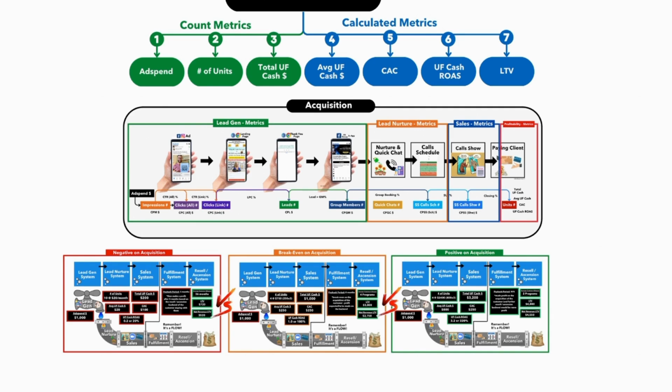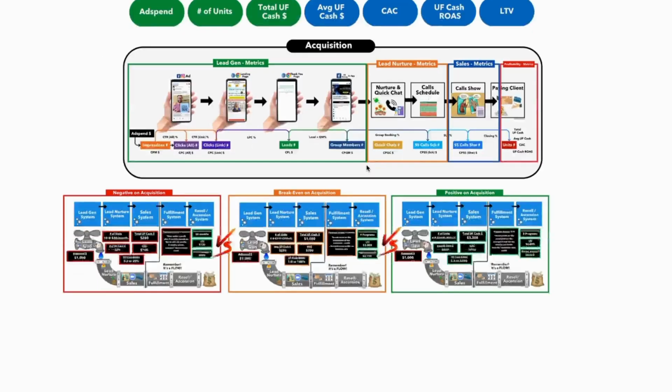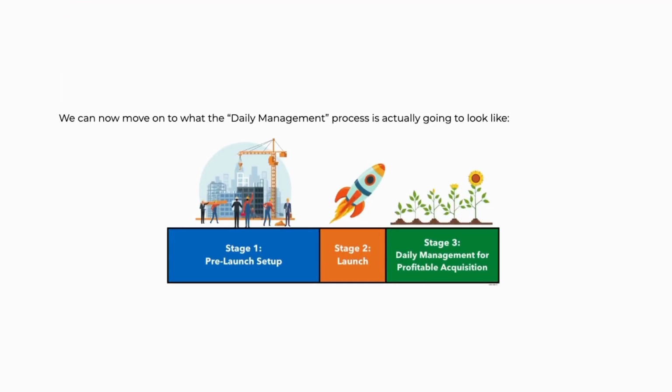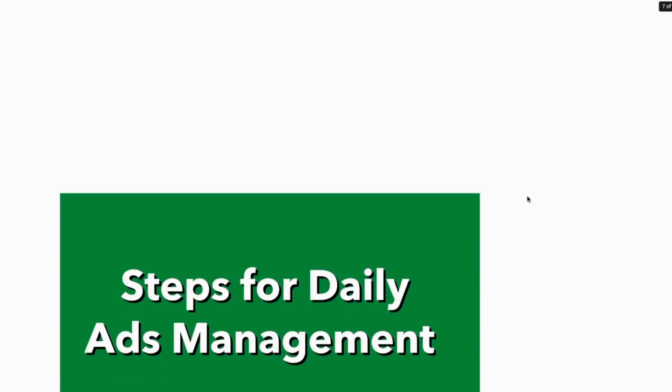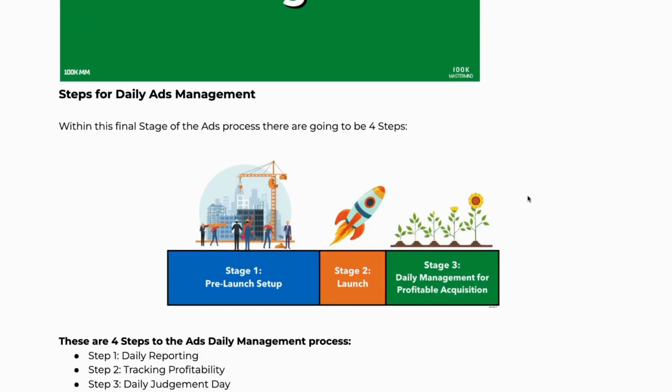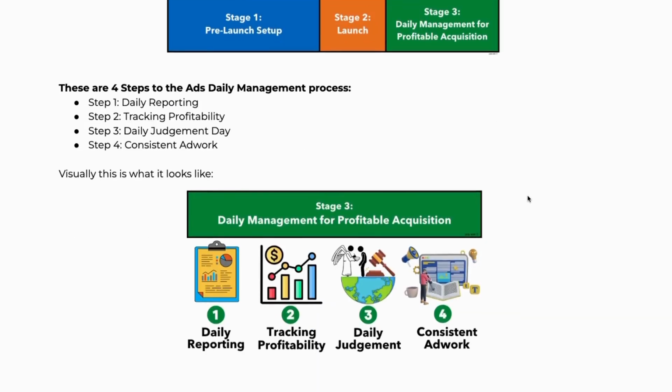And so now all we got to do is fill in the gap and talk about the actual daily management piece of everything, right? So now we can talk about, cool, what does daily management actually look like? And that's exactly what we're going to talk about right now, which is what are the steps for daily management. There are going to be 4 steps for daily management that we're going to walk you through right now so you can understand what's going on here, okay?